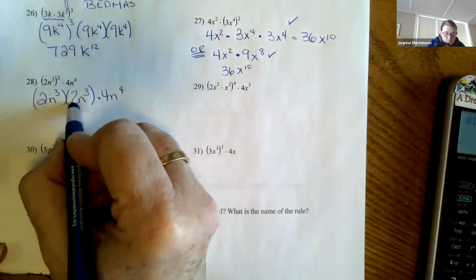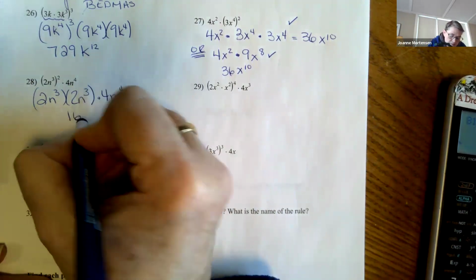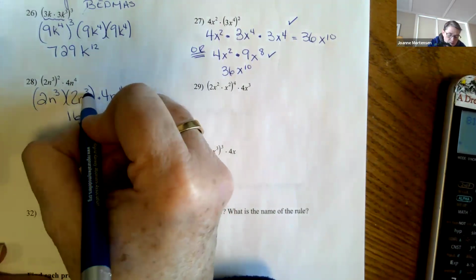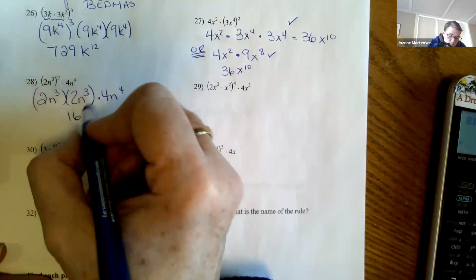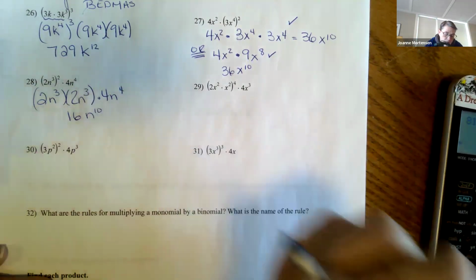So 2 times 2 is 4, times 4 is 16. n cubed times n cubed, that's n to the 6, and 4 more is n to the 10. Done.